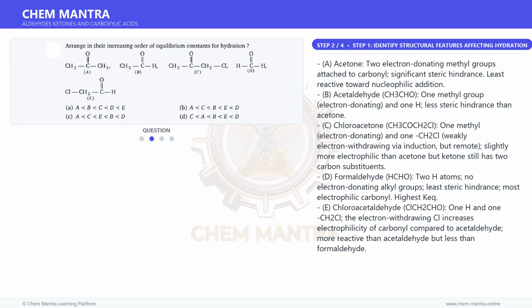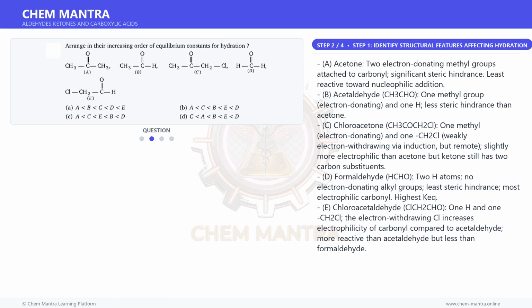A. Acetone, two electron-donating methyl groups attached to the carbonyl, significant steric hindrance. Least reactive toward nucleophilic addition. B. Acetaldehyde, CH3CHO, 1 methyl group, electron-donating, and 1 H, less steric hindrance than acetone.